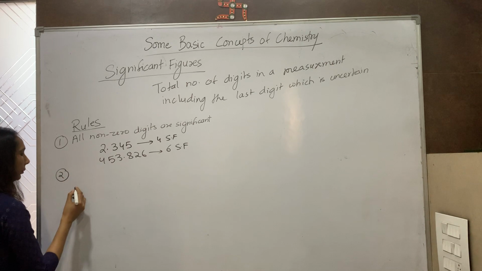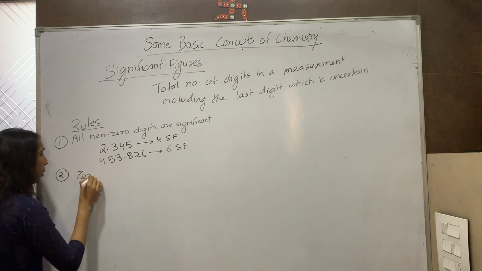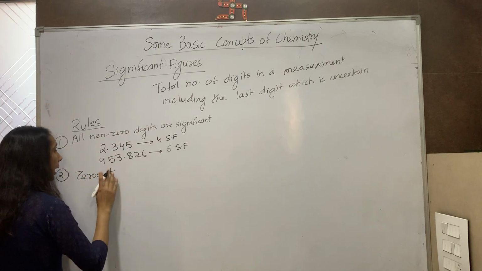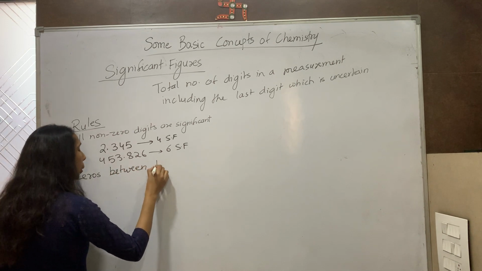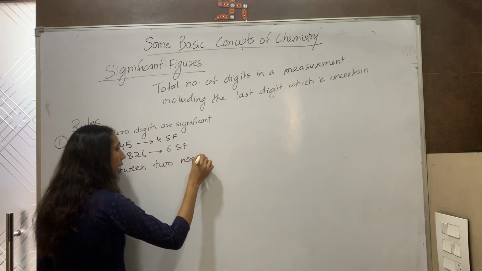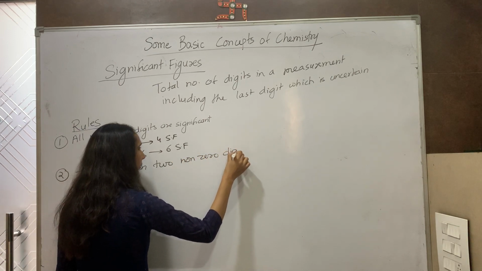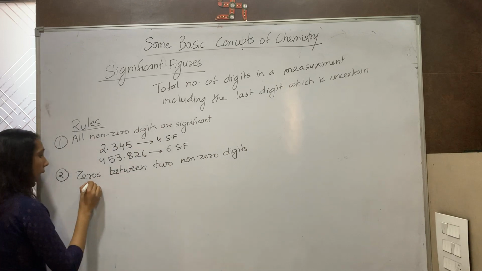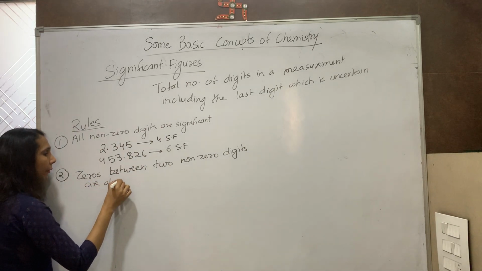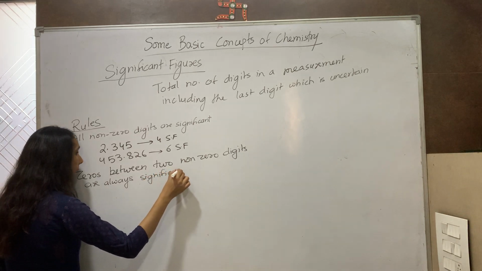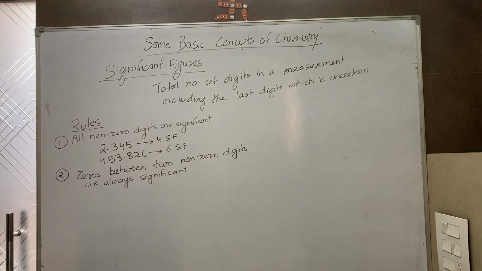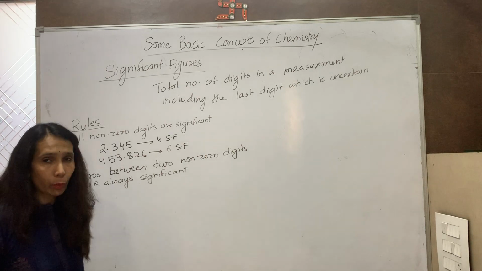Second, zeros between two non-zero digits are always significant. Again, I am repeating, zeros between two non-zero digits are always significant. Non-zero, again 1 to 9.